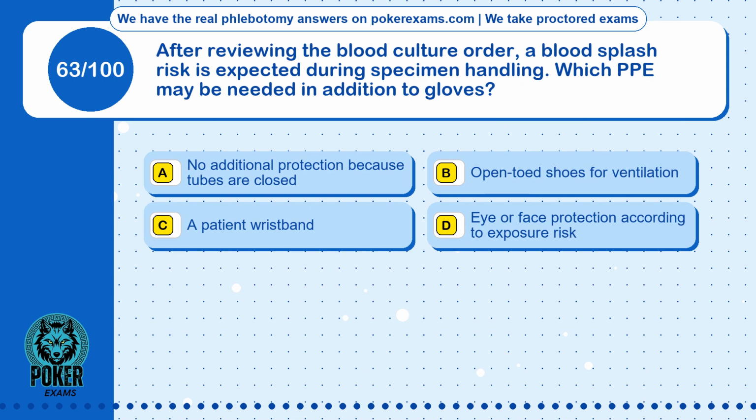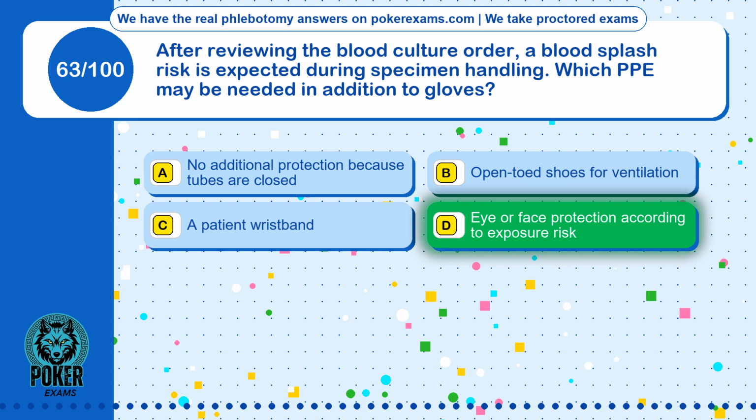Question 63. After reviewing the blood culture order, a blood splash risk is expected during specimen handling. Which PPE may be needed in addition to gloves? Option A. No additional protection because tubes are closed. Option B, open-toed shoes for ventilation. Option C. A patient wristband. Option D, eye or face protection according to exposure risk.